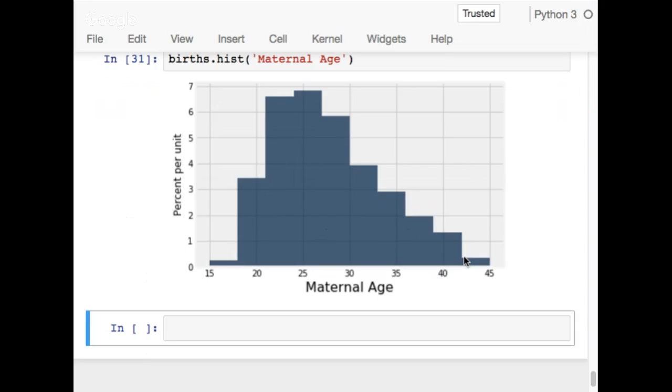So again, the confidence interval is estimating a parameter. It's not estimating this actual distribution here. All I'm saying is, in my population, the average maternal age is probably around 27 years of age. But it does not say all my mothers are in this age range.